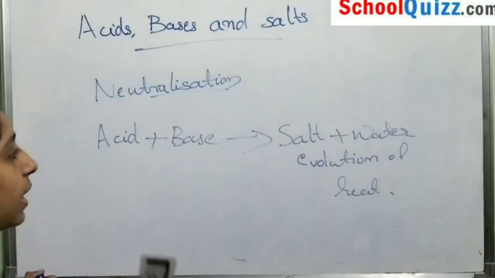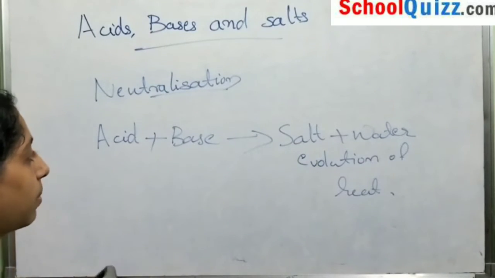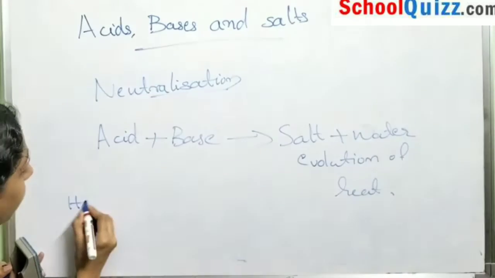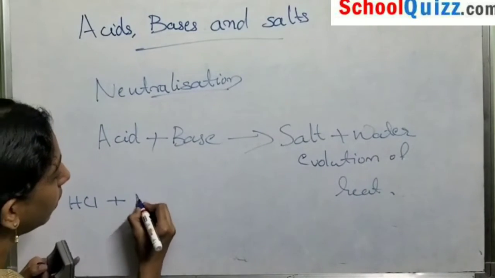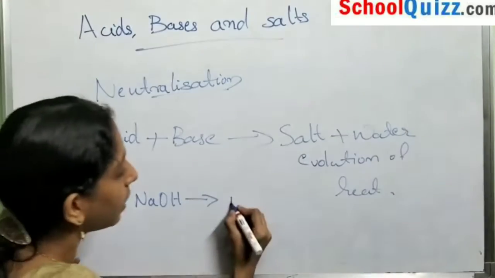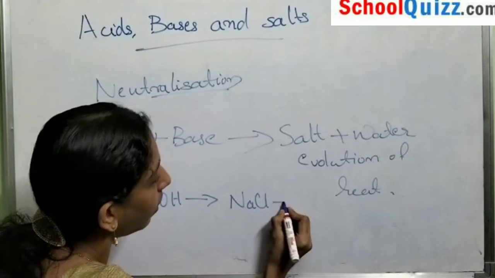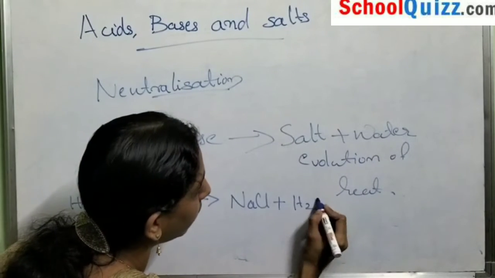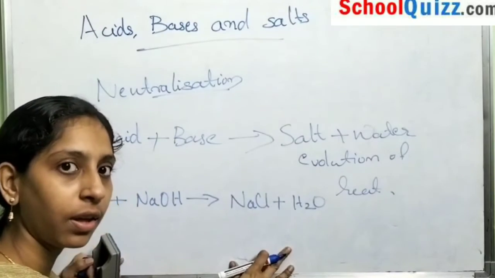How can we write it using an example? Hydrochloric acid reacts with sodium hydroxide. What will happen? We get sodium chloride plus water with the evolution of heat.